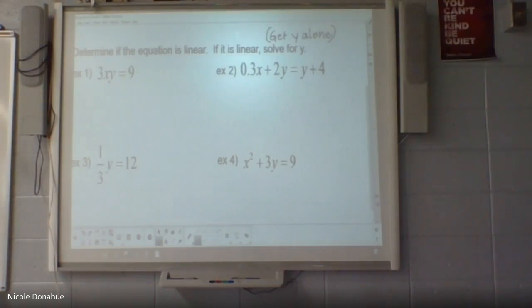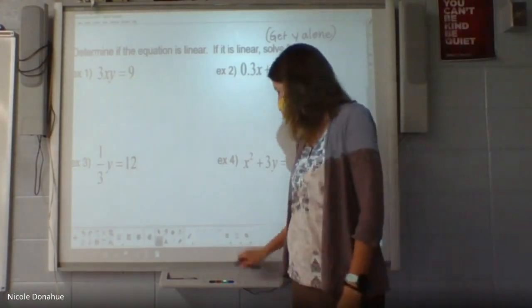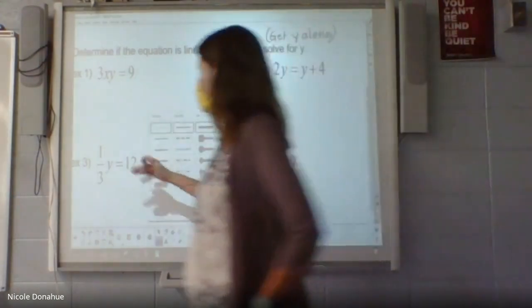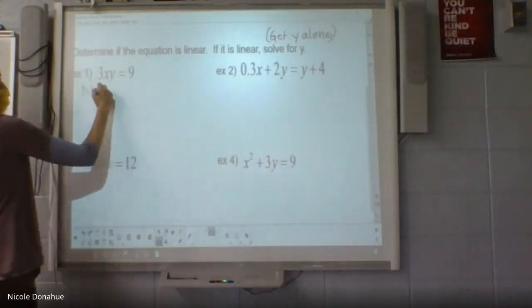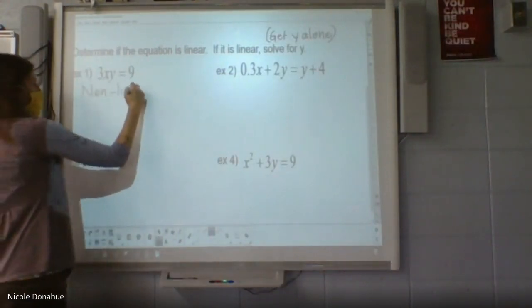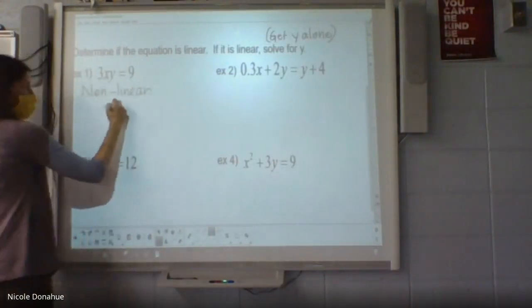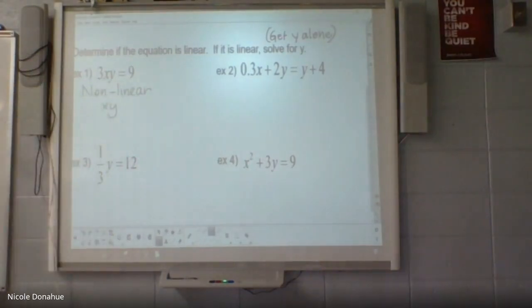So what do you guys think? Example 1, is that linear or not linear? Non-linear. Non-linear, why not? Because x and y are on the same side. Yeah, so this is non-linear. We have that x times y, that's not okay, so that's what makes it not linear. So this one we wouldn't solve for y, we just leave it the way it is.